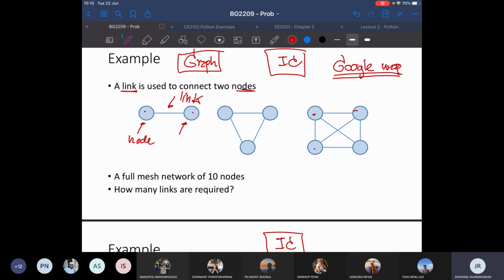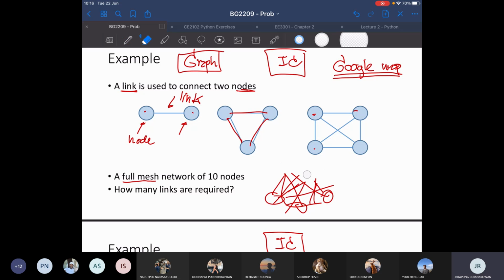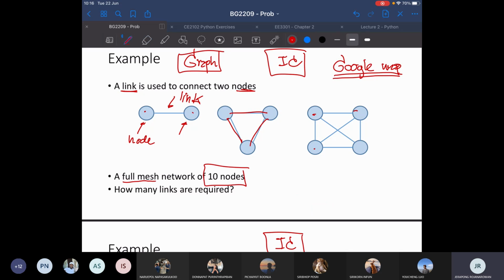So the thing that I'm doing here is called a full mesh. Full mesh means if you have the nodes, you connect all of them. If you have 5, you have to connect all of them like this, connect, connect, connect, in a full way so that you can talk to anyone. So in this case, it's called a full mesh. In this case, I need to have 10 nodes.